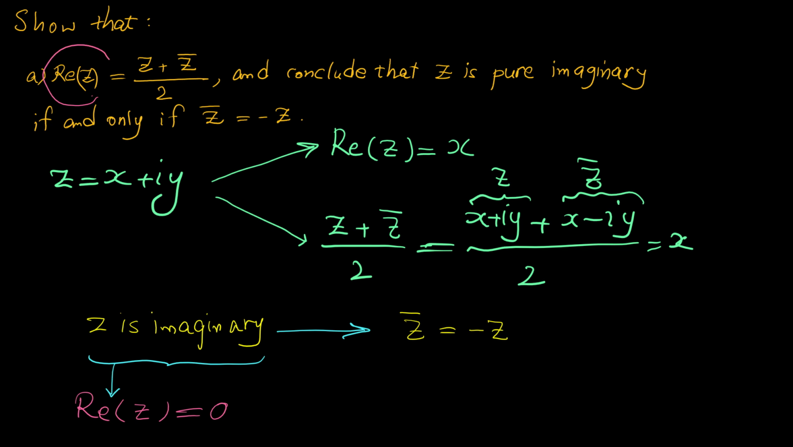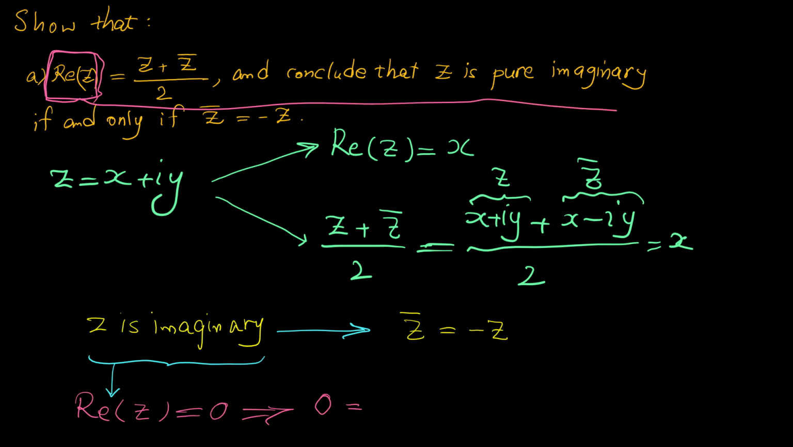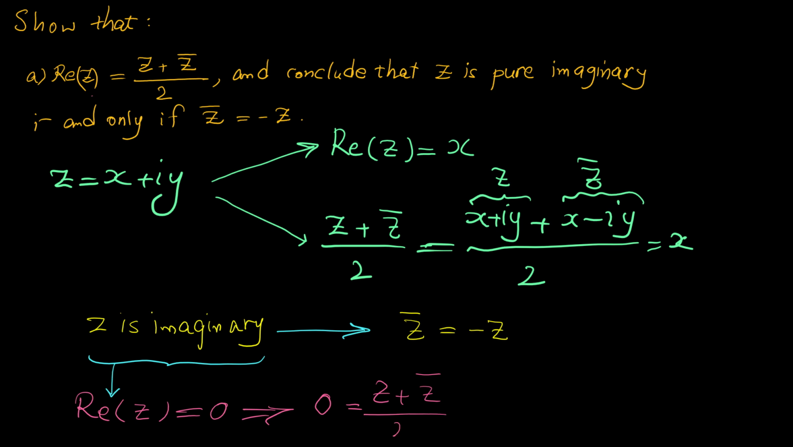If the real part of z is 0, based on this identity that we have here, real part of z is 0, so based on the identity that we already proved here, attention, the real part of the number z, because it's pure imaginary, is 0. So based on this identity, the left side of the identity is 0. So we have 0 equals z plus the conjugate of z divided by 2 equals 0.